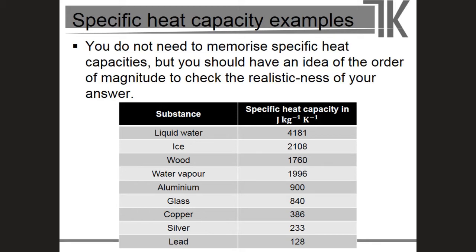So when you are doing questions, always go back and double check. We should have a specific heat capacity of like hundreds to thousands. If you're getting numbers that are tens, that's way too low, you've done something wrong. If you're getting numbers that are like tens of thousands, that's probably too high, you've probably done something wrong. Go back and double check your work.